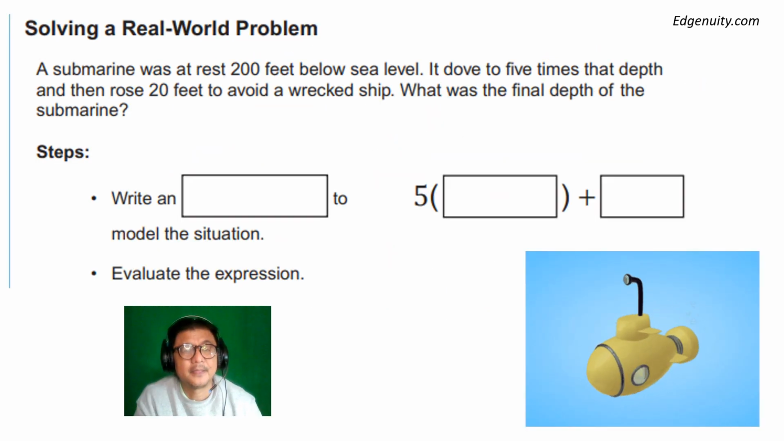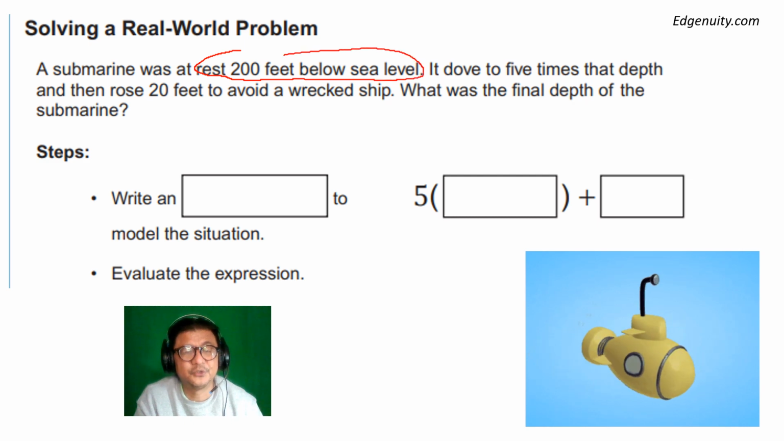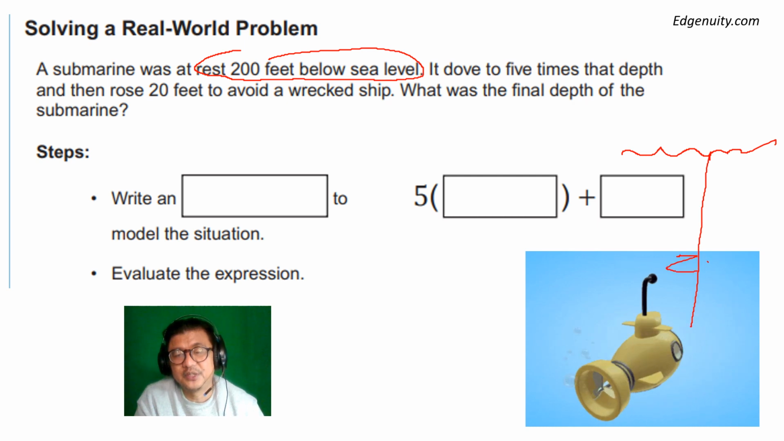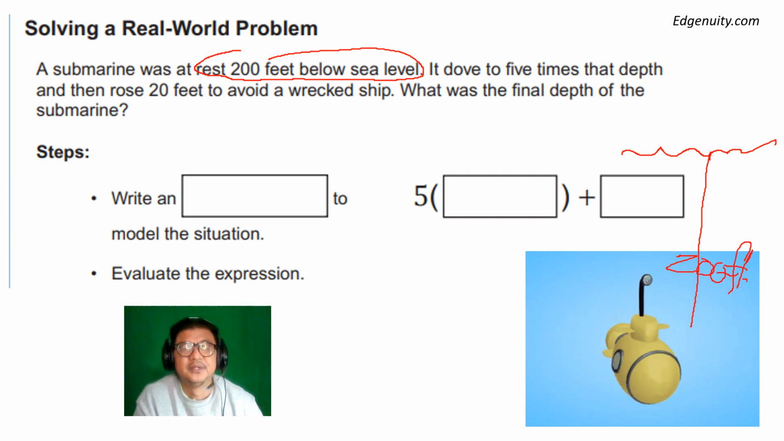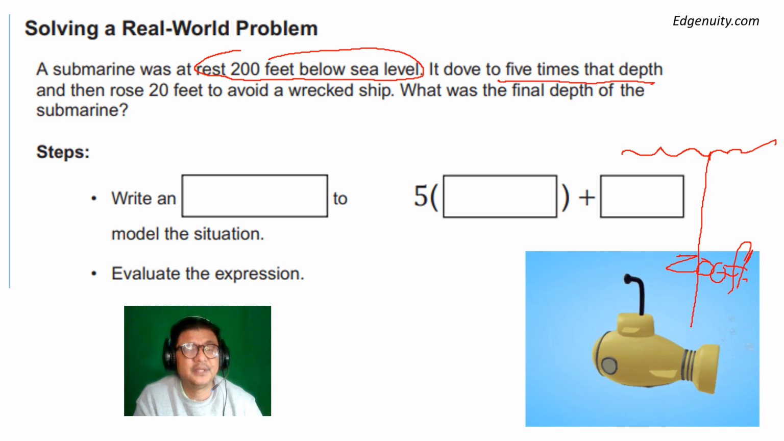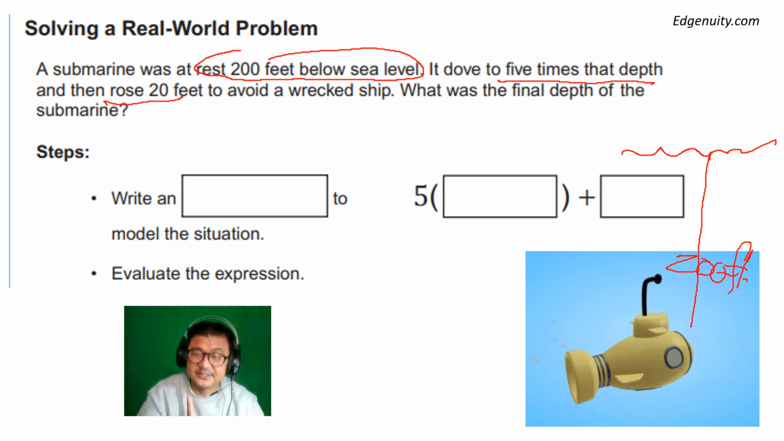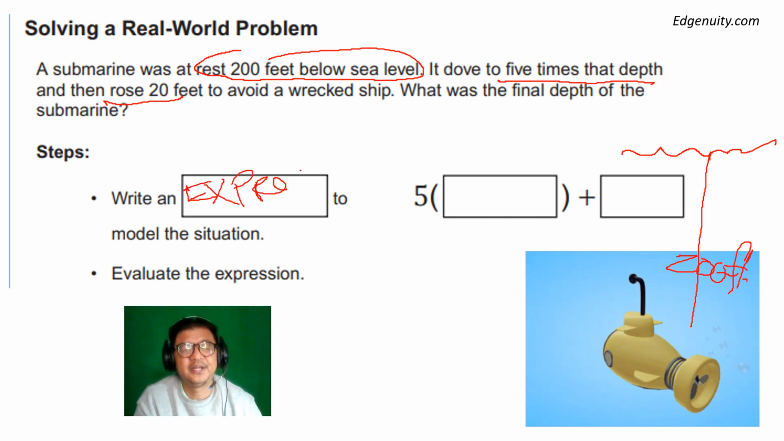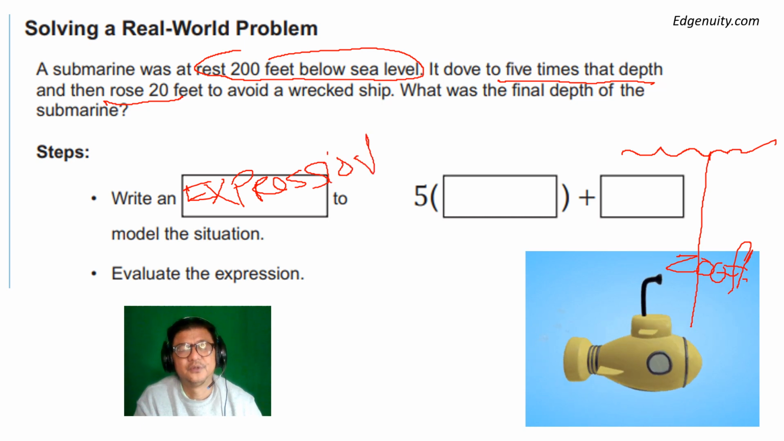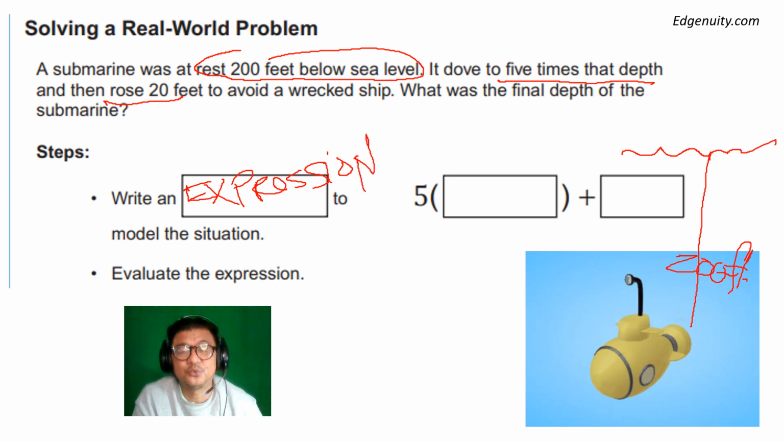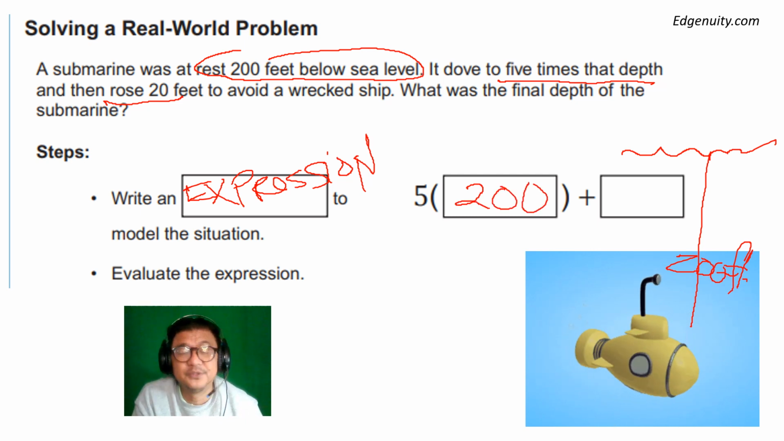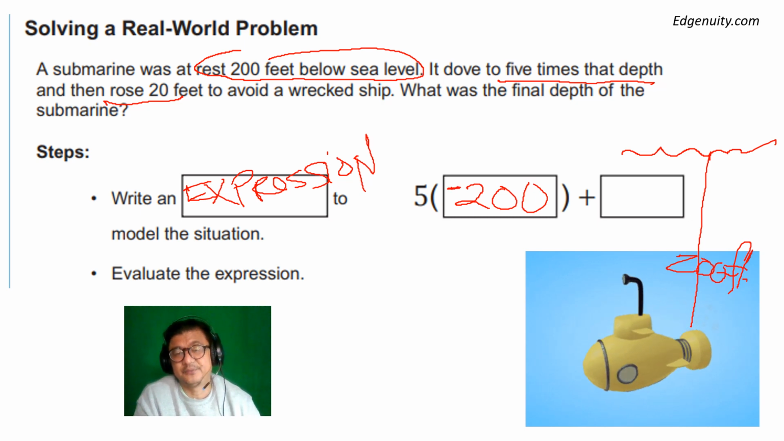Next. Okay, a submarine was at rest at 200 feet below sea level. So below means if this is the water level, that submarine is at 200 feet. Okay, so it dove 5 times that depth and then rose, diving and then rising up. Okay, so we will write an expression. So 5 times of what? 5 times of the 200. But if you went down, so will that 200 be positive? No, it's going to be negative.